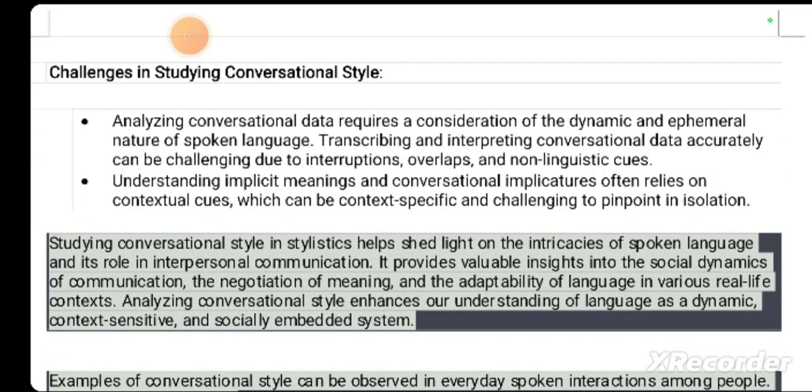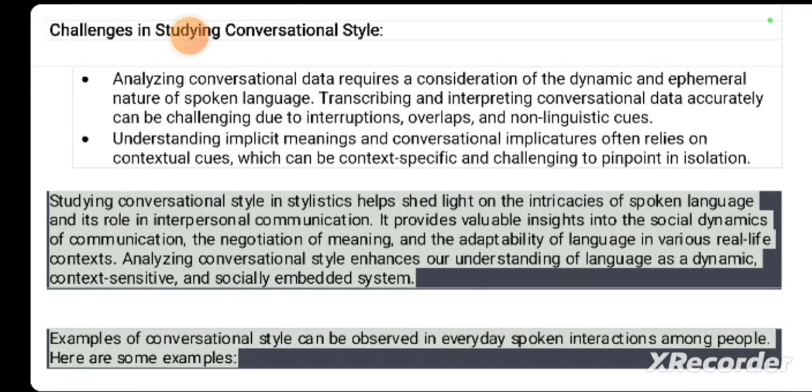What can be the challenges in studying conversational style? What can be difficult? Analyzing the conversational data, if you have collected some data to analyze some sort of conversations, will require a consideration of the dynamic and ephemeral nature of spoken language, which is always changing. You cannot just apply one situation to the other situation. Once you have collected the data, the next crucial step is to transcribe that data, to write the data in the same manner with the same words, and then the next stage is to interpret conversational data, which can be subjective, whereas it is very difficult to interpret the conversation or the dialogues the same way the speakers meant it to be.